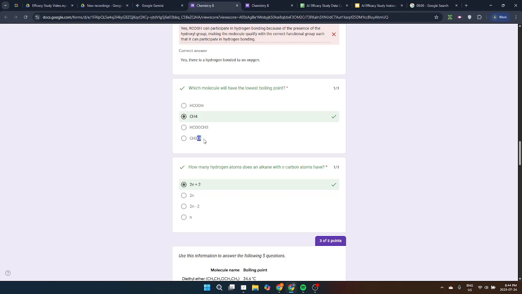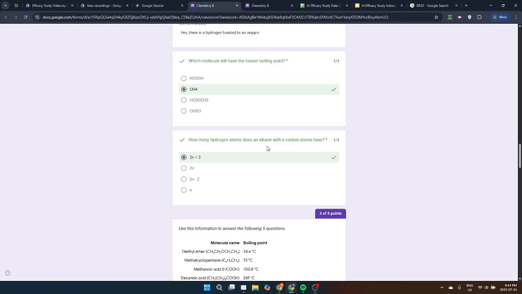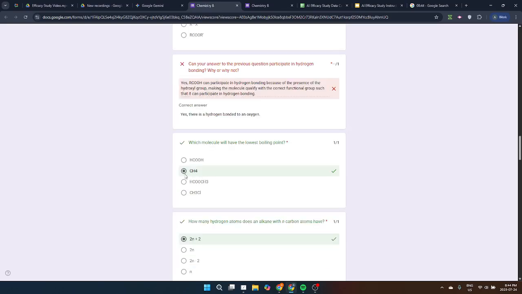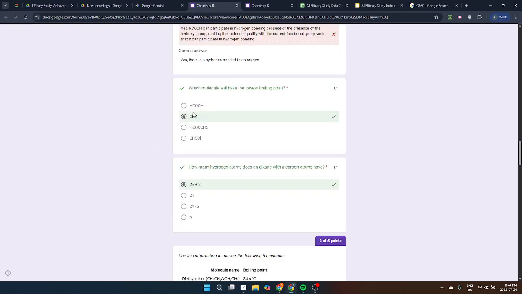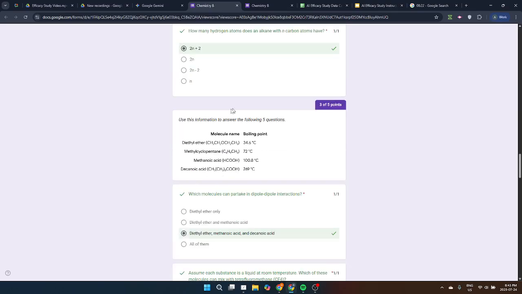So the LDFs in this molecule D would be stronger than B, so that's why I picked B. And then, how many hydrogen atoms does an alkane have? This is just 2n plus 2. I'll use the example of methane here: one carbon atom times 2 is 2, plus another 2 is 4, so it lines up. So an alkane with 1 carbon atom should have 4 hydrogens, and that's the case for all the other members of the homologous series for the alkanes.